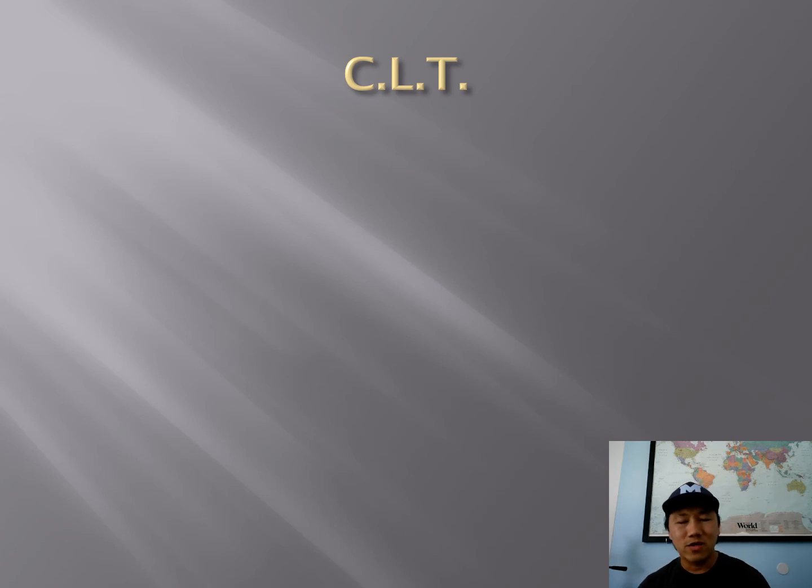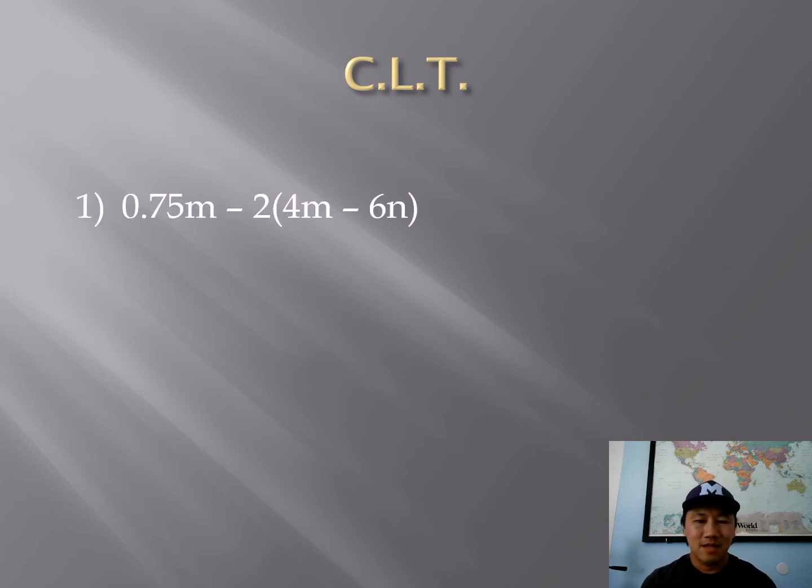Alright, and the last thing we're going to do is CLT. If you remember from Algebra 1, CLT just stands for combining like terms. Let's go ahead and combine some like terms. Let's go ahead and simplify this first. You have to distribute this -2 in. Again, be very careful with that negative sign or that minus sign. You have to distribute it in. Once you do that, you have a -8 and a +12.